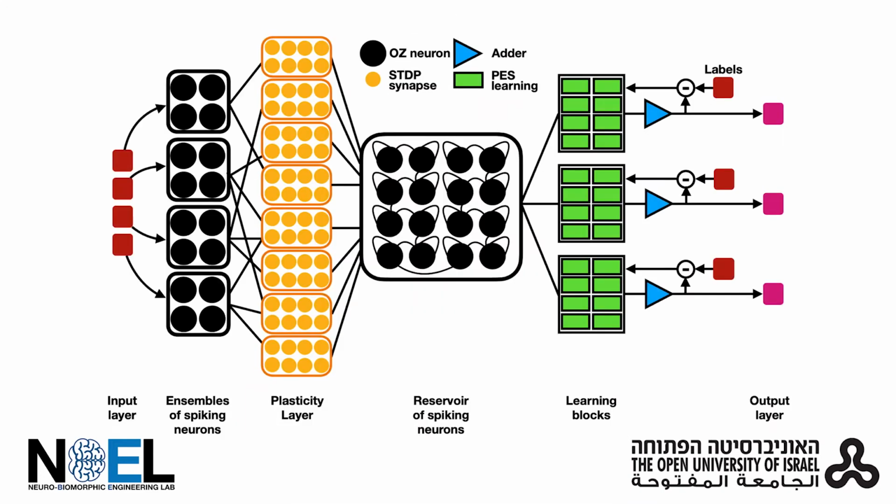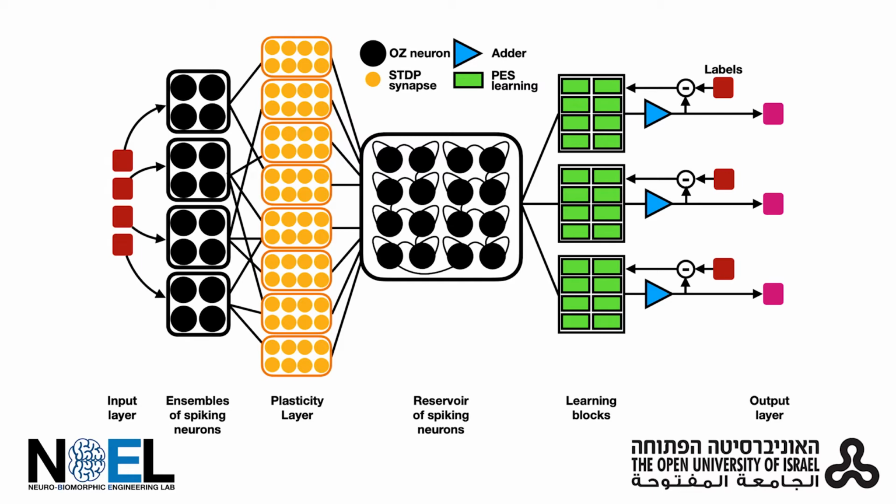We also previously demonstrated OZ-based real-time learning in high dimensions using an analog implementation of the prescribed error sensitivity learning rule, or PES. In this work, we integrate these analog designs along with a pool of recurrently connected OZ spiking neurons, a reservoir, to demonstrate a neuromorphic analog design of reservoir computing.